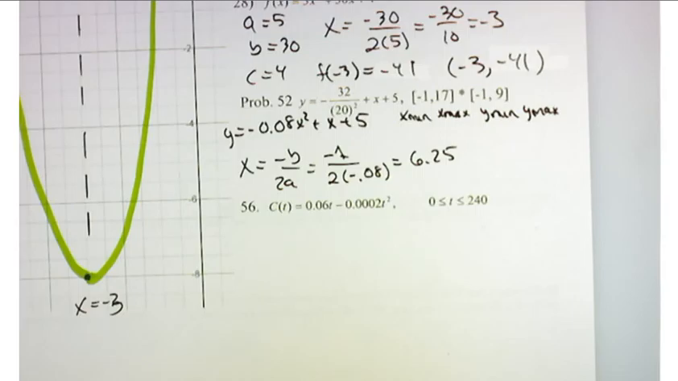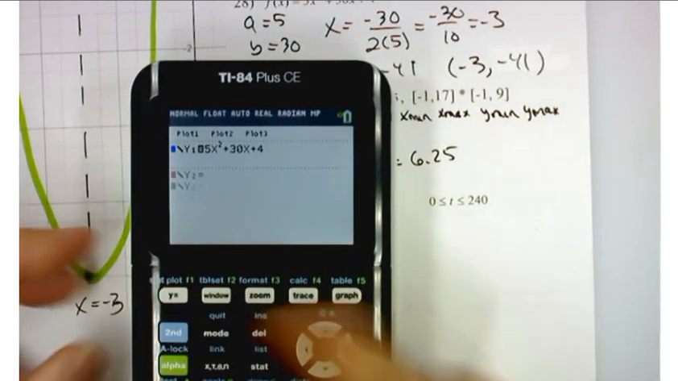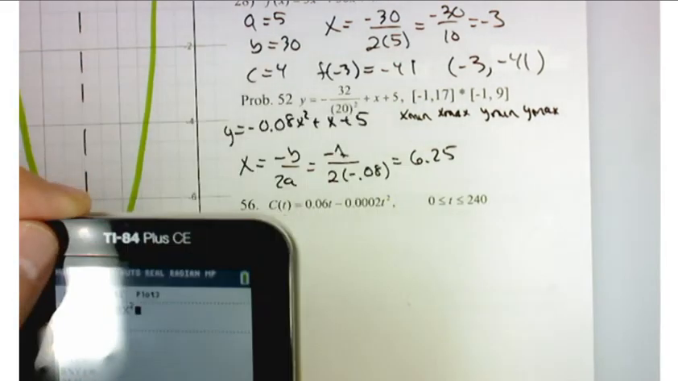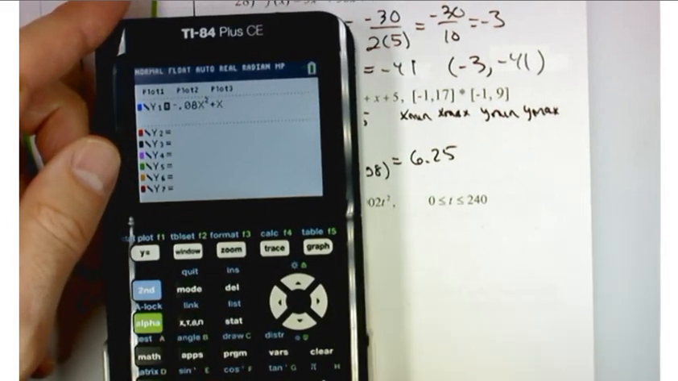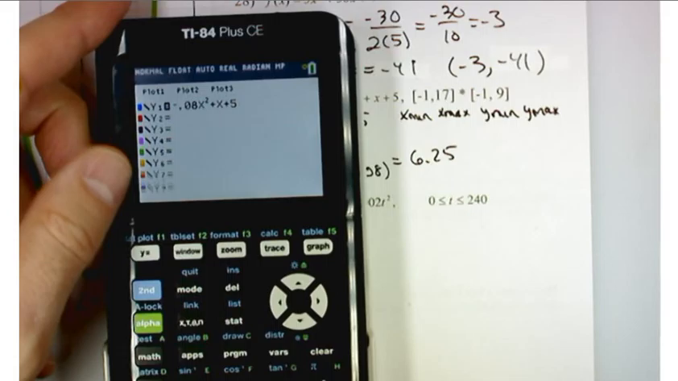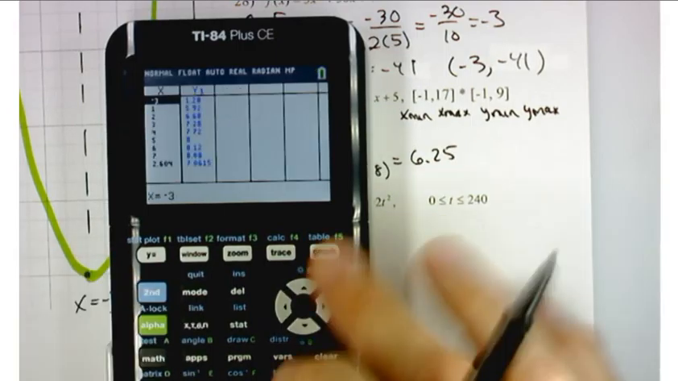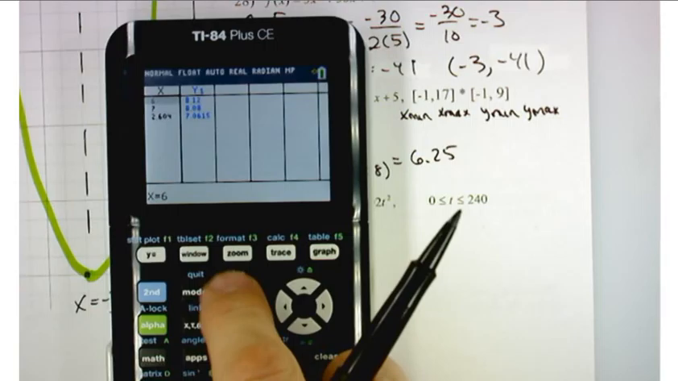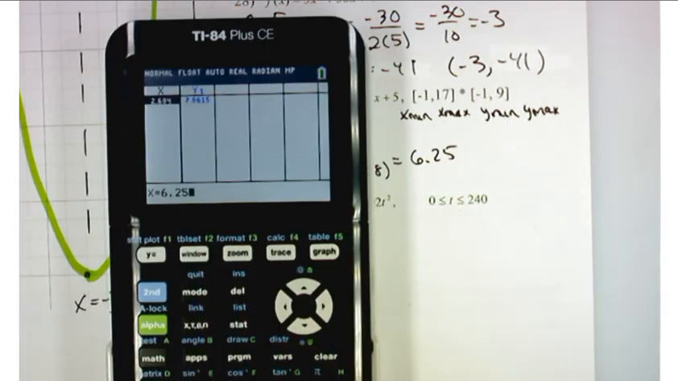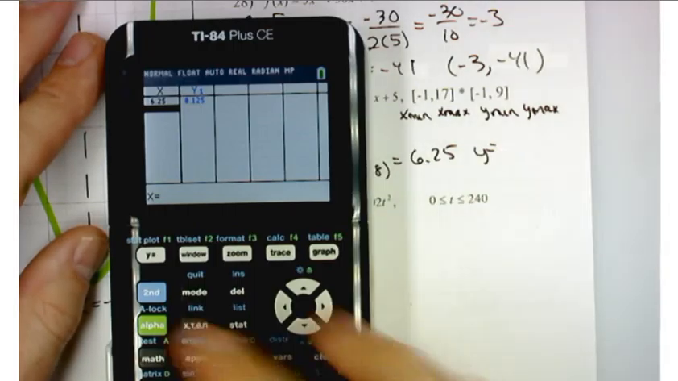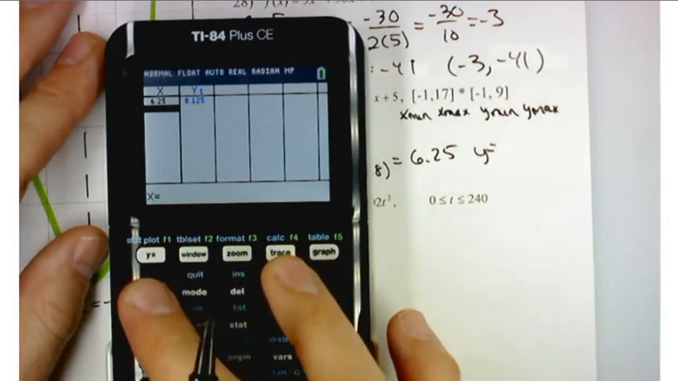Yeah, plug in 6.25. So I'm going to do it this way. I'm going to plug in the formula negative 0.08 x squared plus x plus 5. And then I'm going to hit the second key and then the table button. Let me delete all these other values here. I'm just going to type in the value 6.25. And I get 8.125. So y equals 8.125.